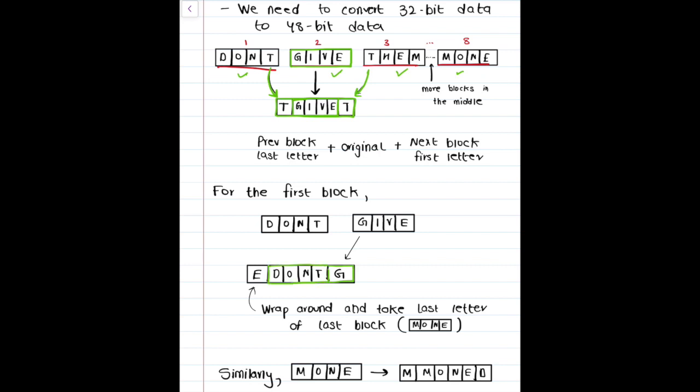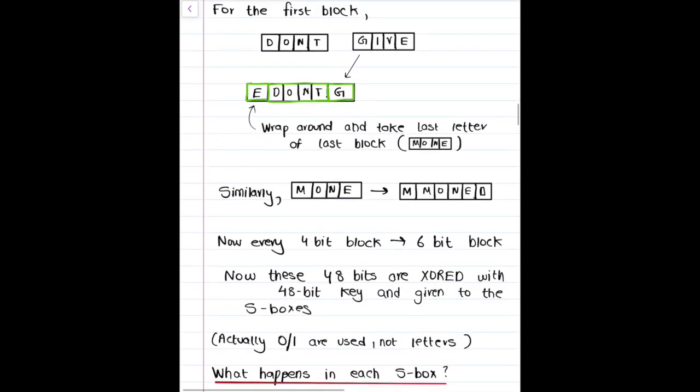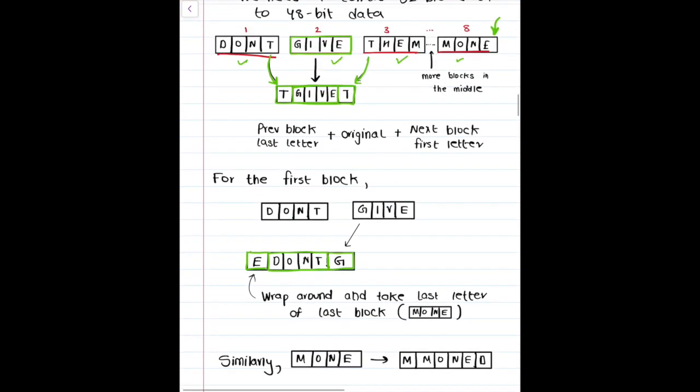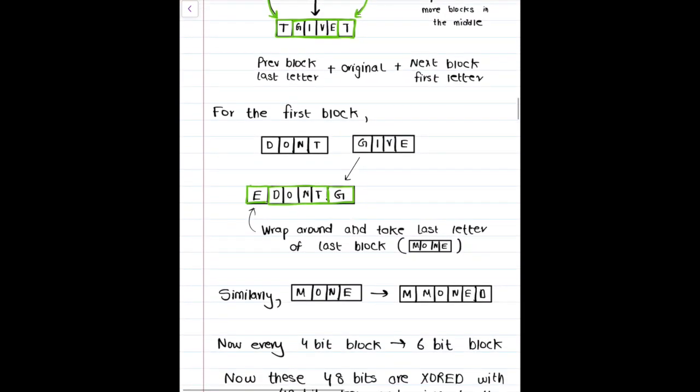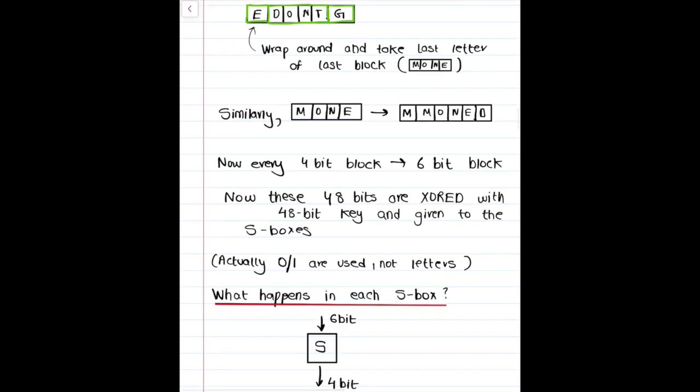But what do we do about the first bit? For that, we go to the last block, which is the 8th one, and take its last bit, which is E, and append that to the beginning. Similarly, for the last block, we append the first bit of the first block to become its last bit. Now every 4-bit block has been converted to a 6-bit block. These 48 bits are now XORed with the 48-bit key and given to the S boxes.